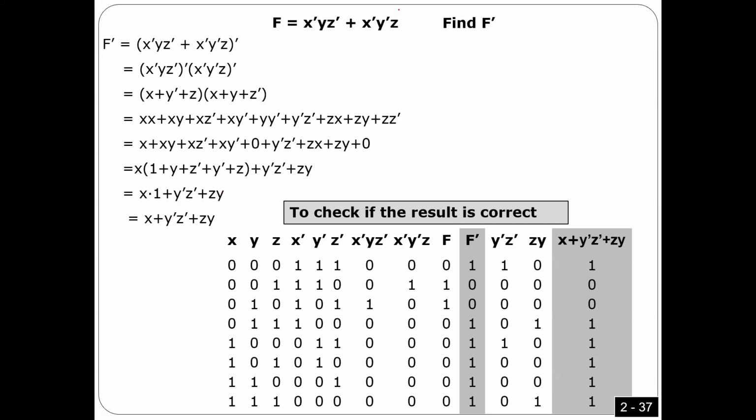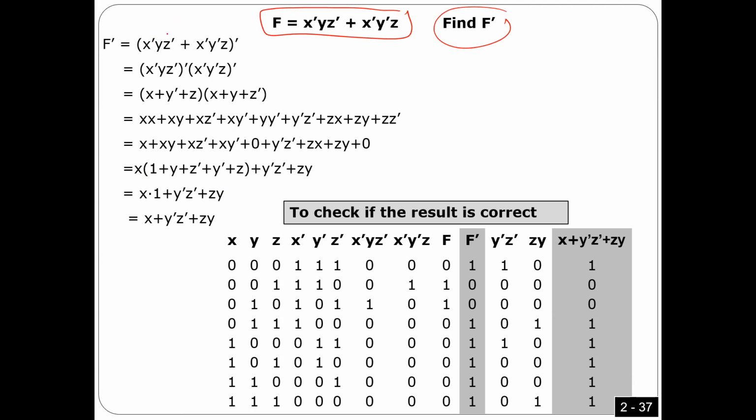I have this function f. I'm asking you to calculate f prime. So as I told you, I'm going to use De Morgan. This is f, and then I'm going to take the prime of f. Okay, then as you see here, I used De Morgan.